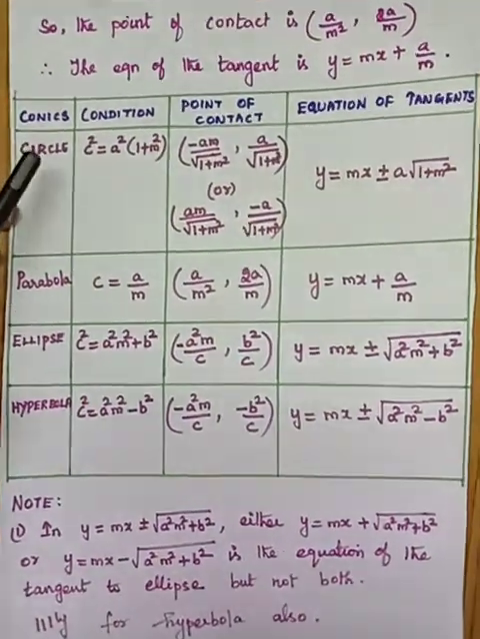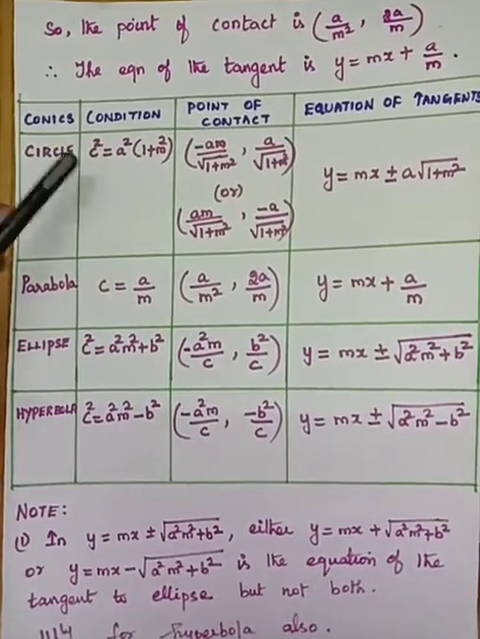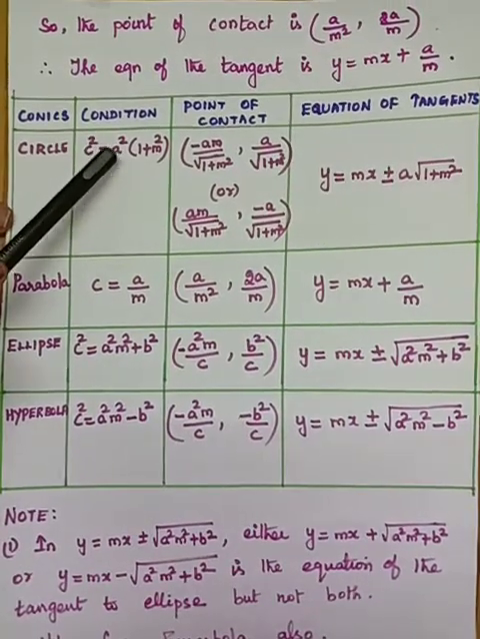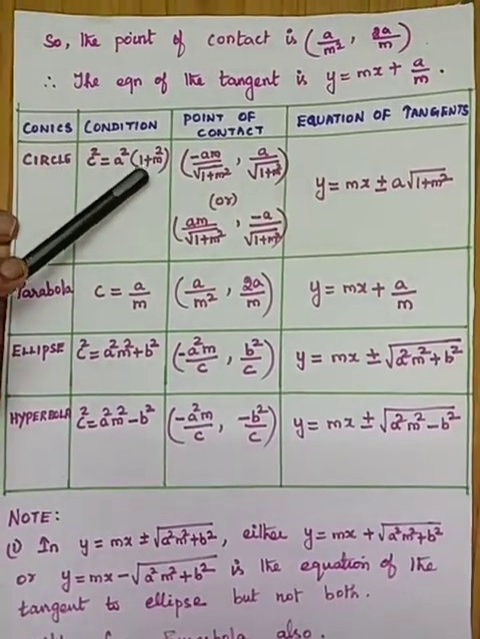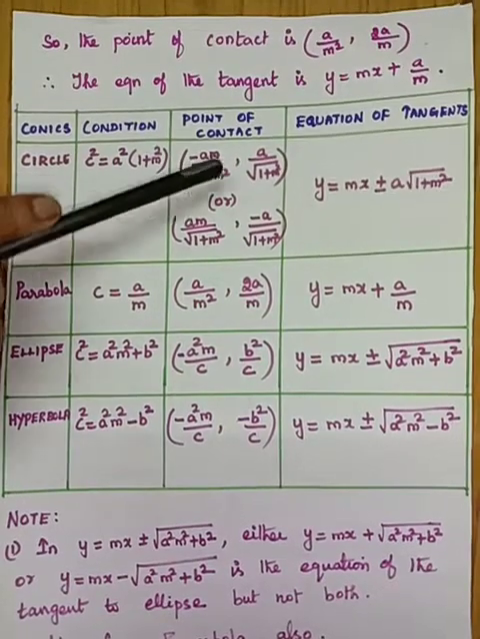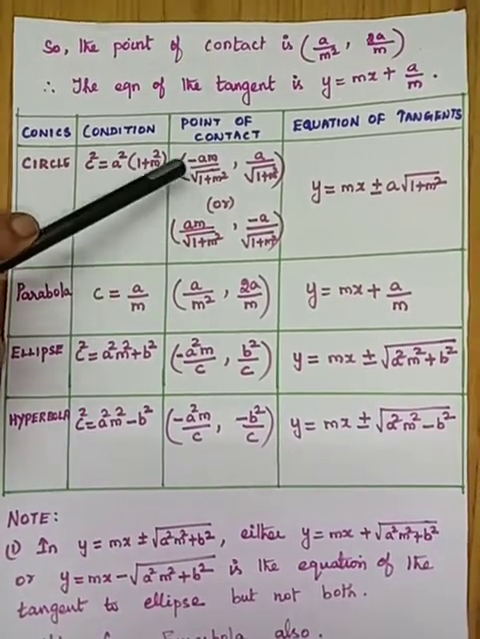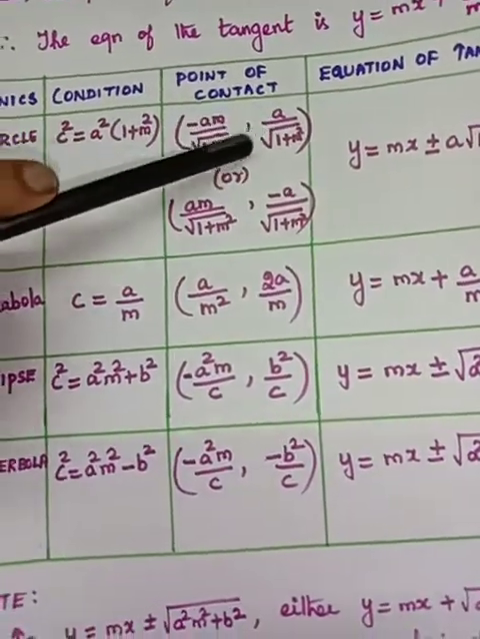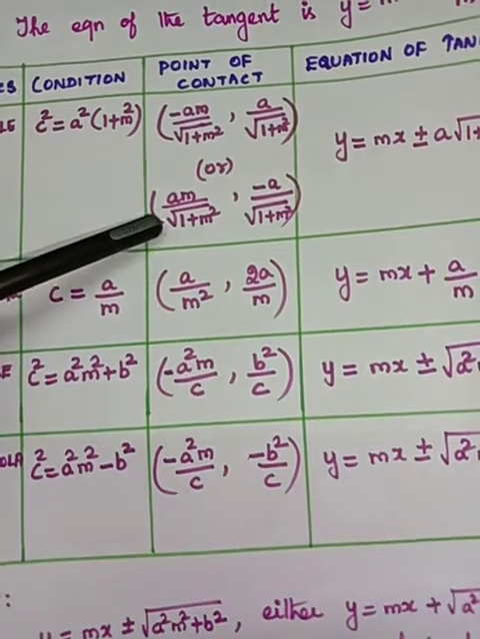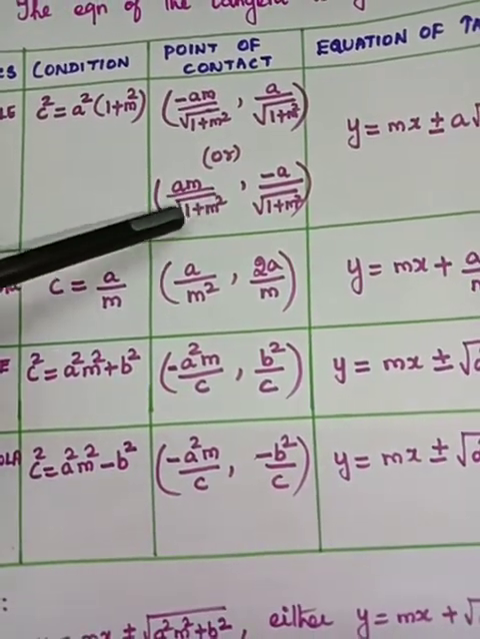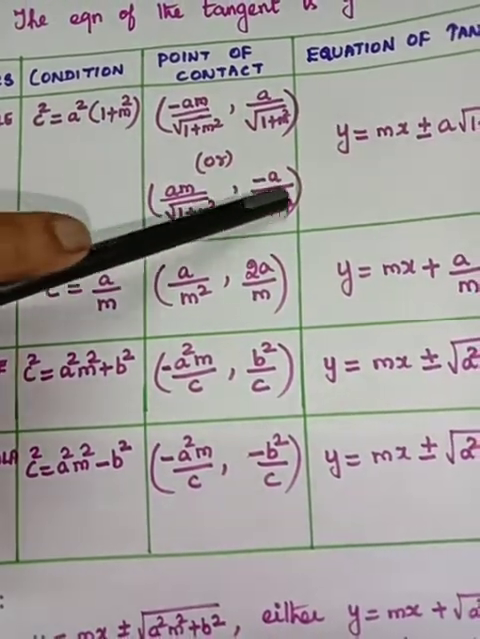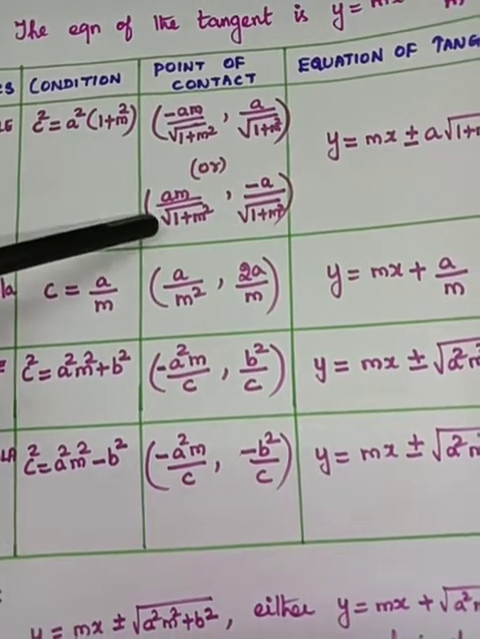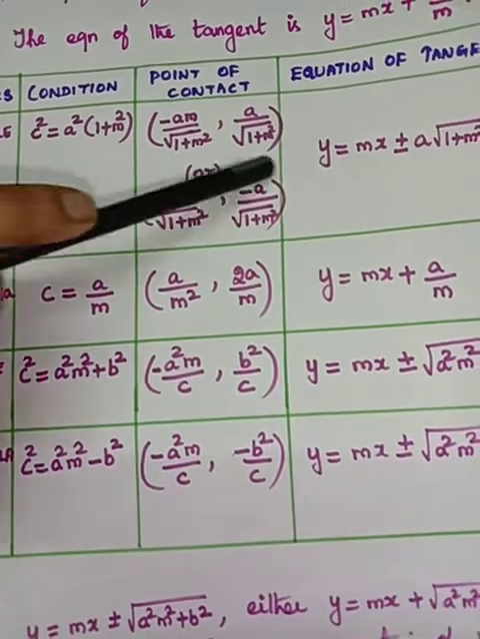See that circle, this already I have explained in exercise 5.1. So circle, the condition is c squared is equal to a squared into 1 plus m squared, and either this or this will be the point of contact: minus am by square root of 1 plus m squared, comma a by square root of 1 plus m squared, or am by square root of 1 plus m squared, comma minus a by square root of 1 plus m squared. So first here the minus is given to the first coordinate, second term the minus is given to the second coordinate.